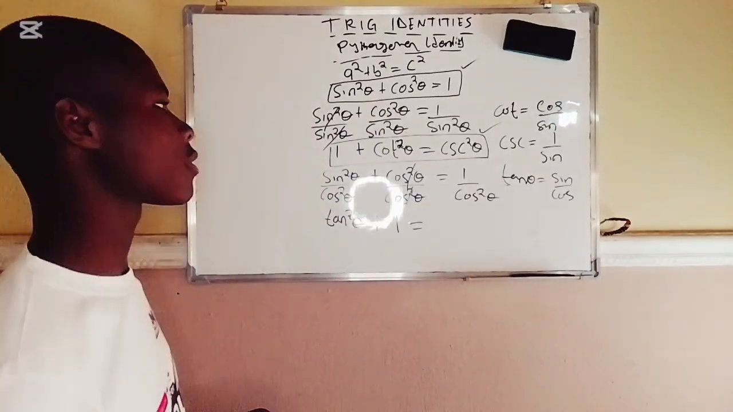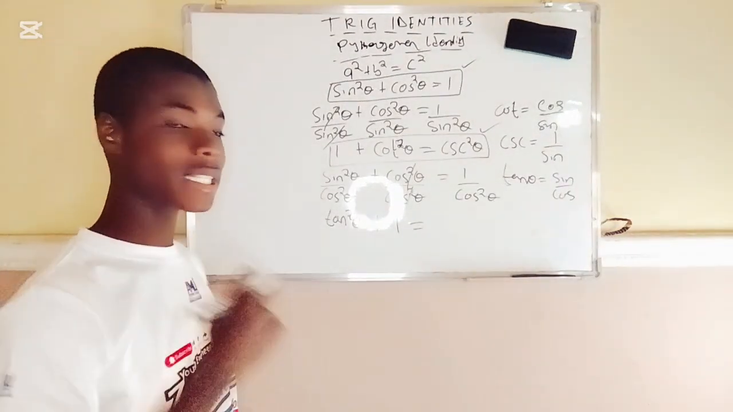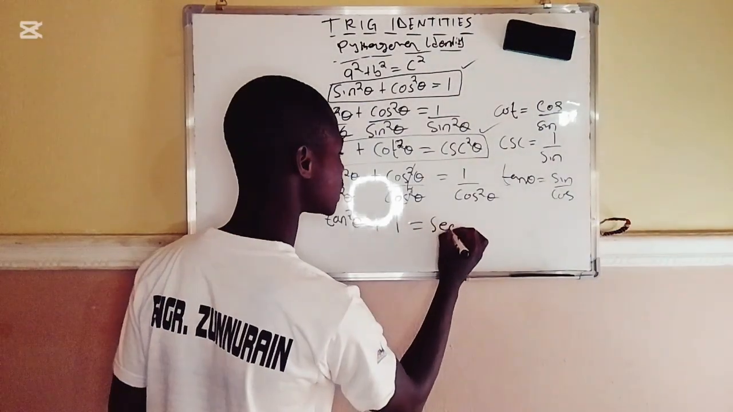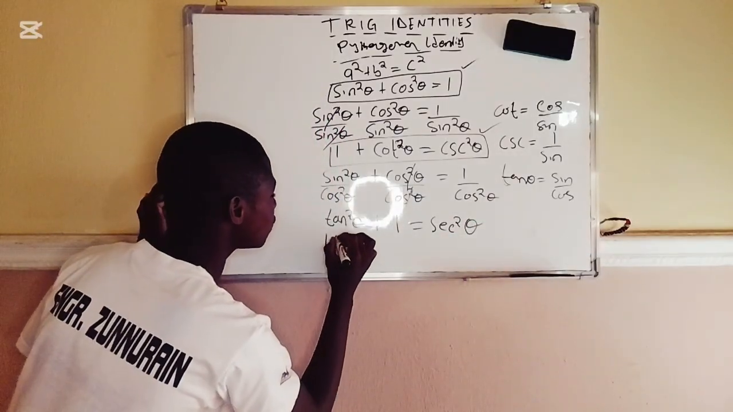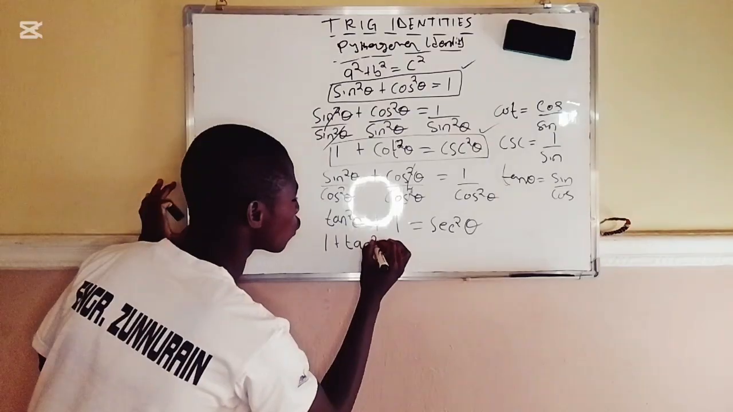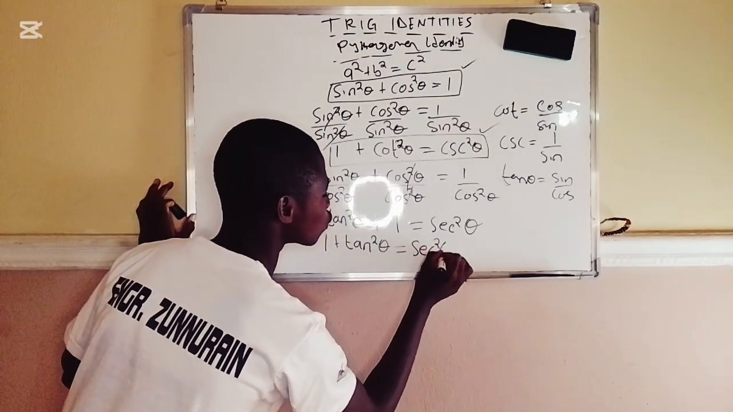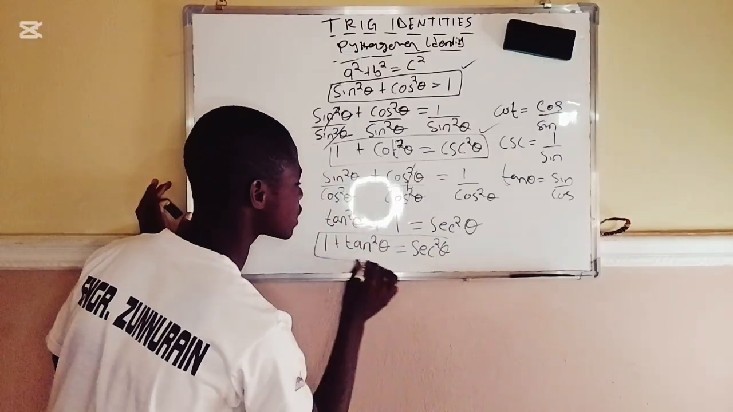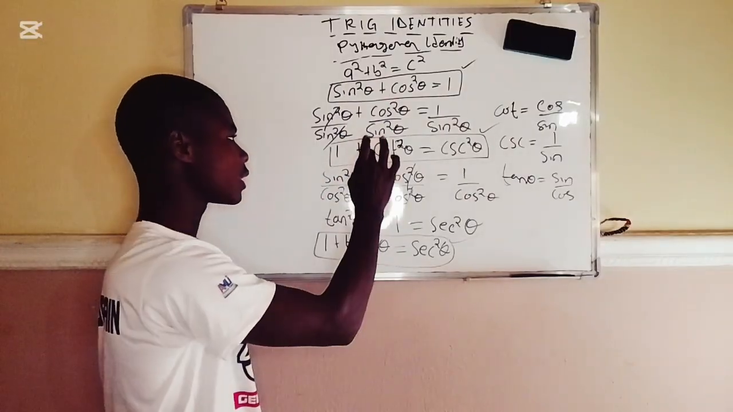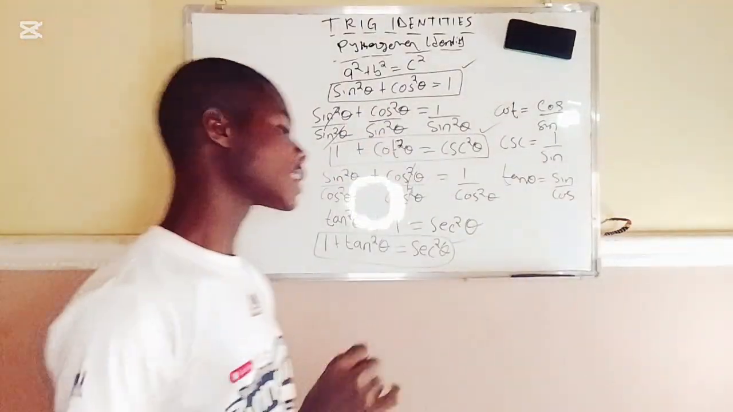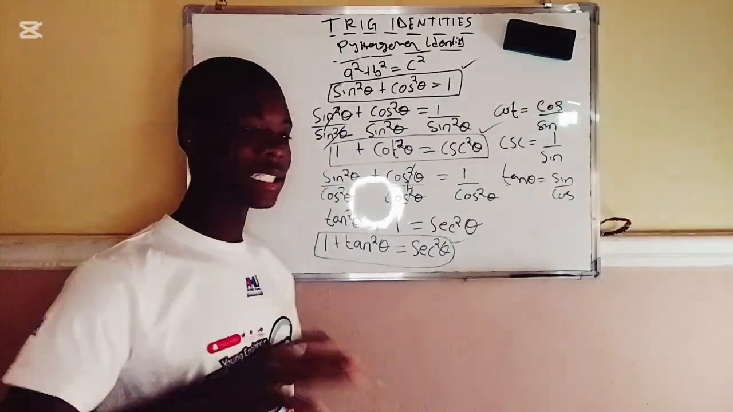1 over cos, which is the same thing as sec. So it is sec square theta. So the formula is 1 plus tan square theta equals sec square theta. This is the third formula. So you have to write this down, write this, and write this. These formulas are very important in trig identities.